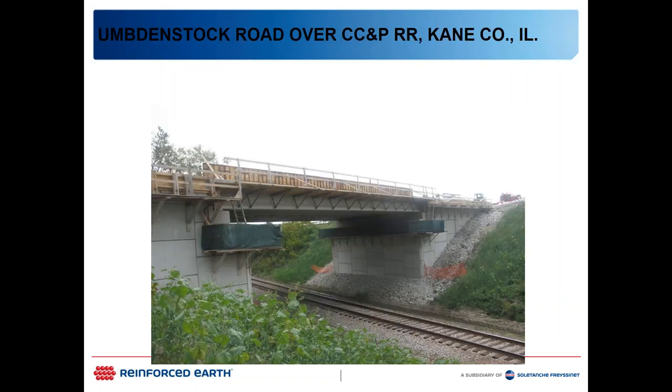This is one example, the Umdenstock Road over CCNP Railroad in Kane County, Illinois. It's a single span precast pre-stressed concrete beam bridge. As you can see, in this case, the abutment seats are sitting right on top of the MSE fill.